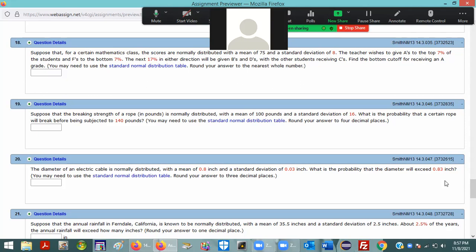Now we have, suppose that in a certain mathematics class, the scores are normally distributed with a mean of 75 and standard deviation of 8. The teacher wishes to give A's to the top 7% of the students and F's to the bottom 7%. The next 17% in either direction get B's and D's, with the other students receiving C's. Find the bottom cutoff for receiving the A grade.